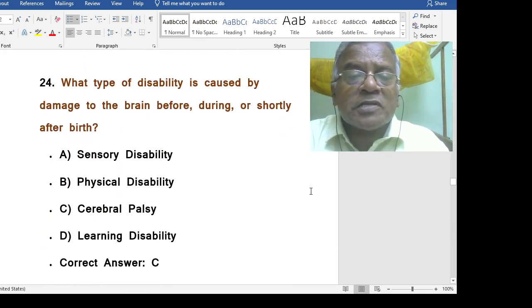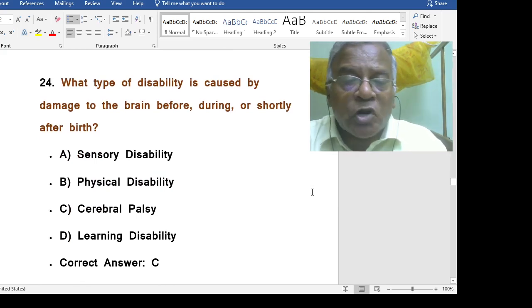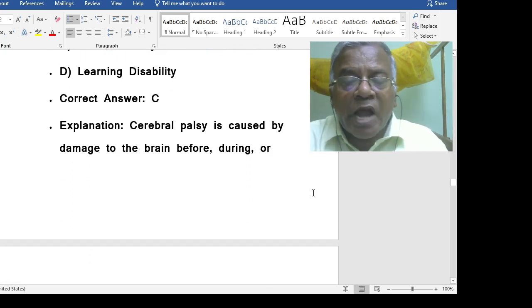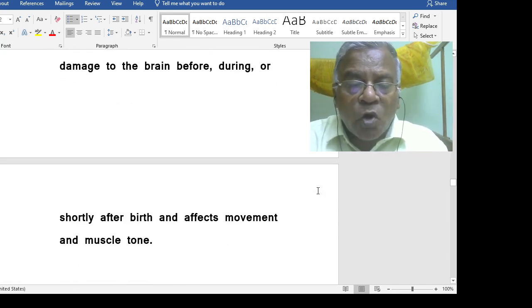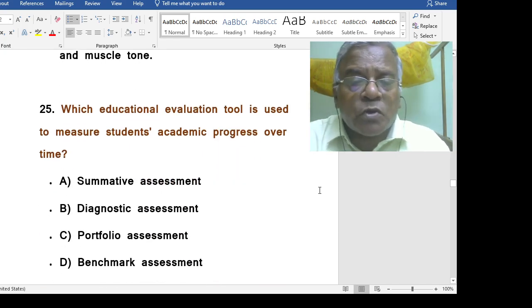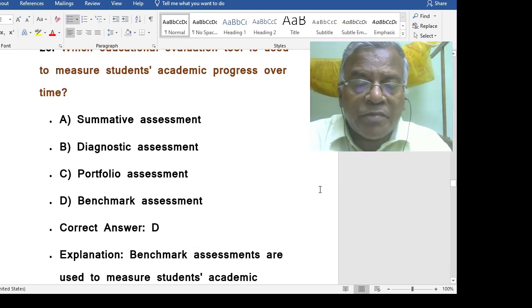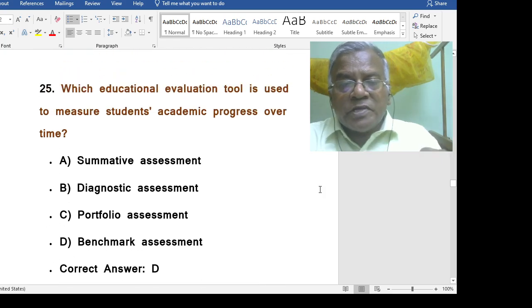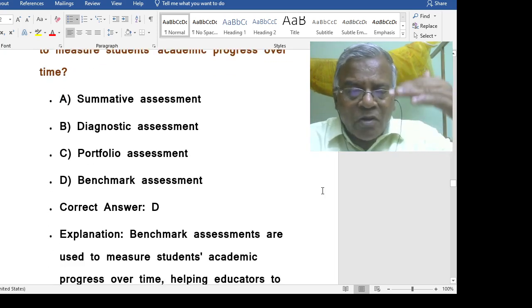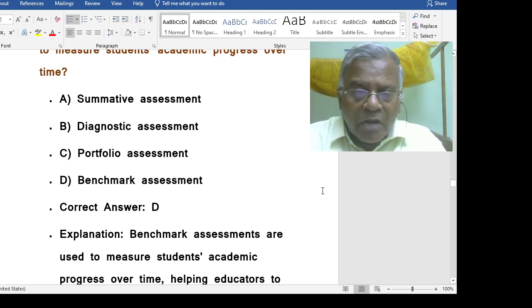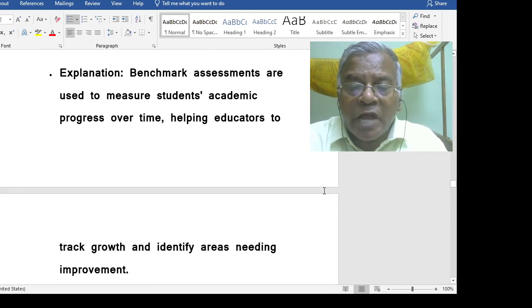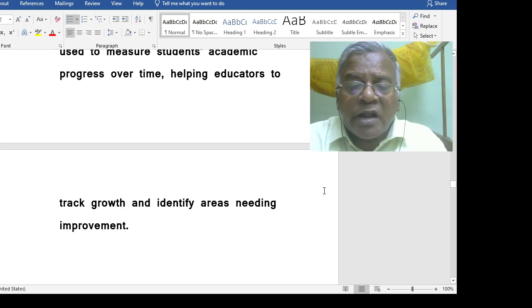Which type of disability is caused by damage to the brain before, during or shortly after birth? That is cerebral palsy. Cerebral palsy is caused by damage to the brain before, during or shortly after birth and affects movement and muscle tone. Which educational evaluation tool is used to measure students' academic progress over time? That is benchmark assessment, fixing some standard for evaluation. Benchmark assessments are used to measure students' academic progress over time, helping educators to track growth and then identify areas needing improvement.